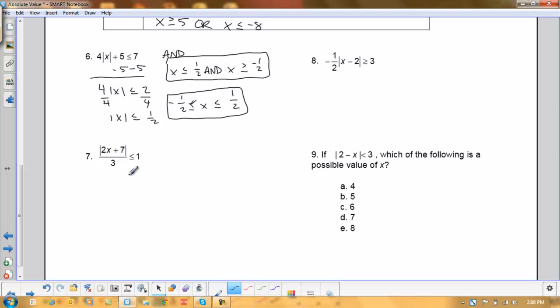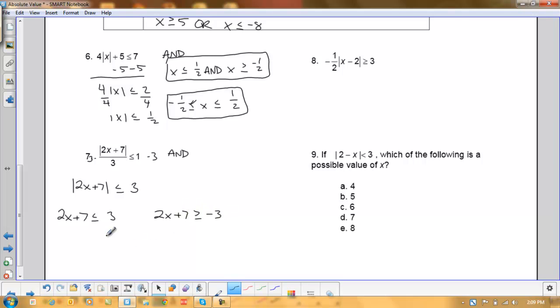All right, question number 7. Using order of operations properly, I'm going to multiply both sides by 3. 2x plus 7 less than or equal to 3. I'm going to observe that this is also an and statement because it says less than. I'm also going to observe that this solution is positive, so I don't have to employ the all real numbers or no solution observation. 2x plus 7 is less than or equal to 3, and 2x plus 7 is greater than or equal to negative 3.